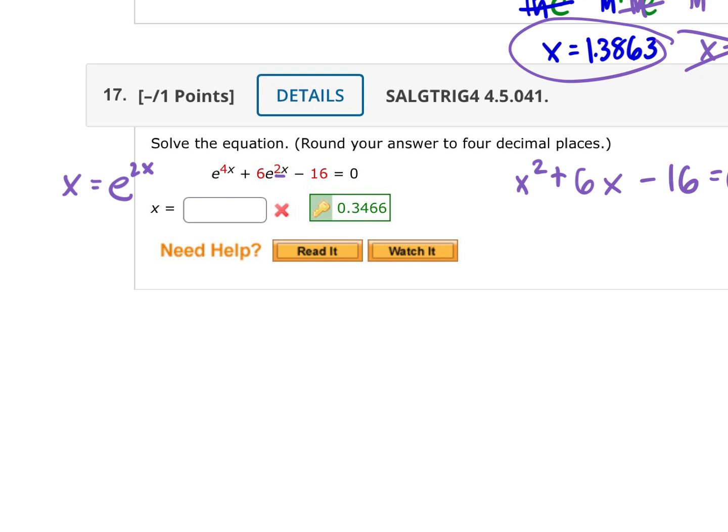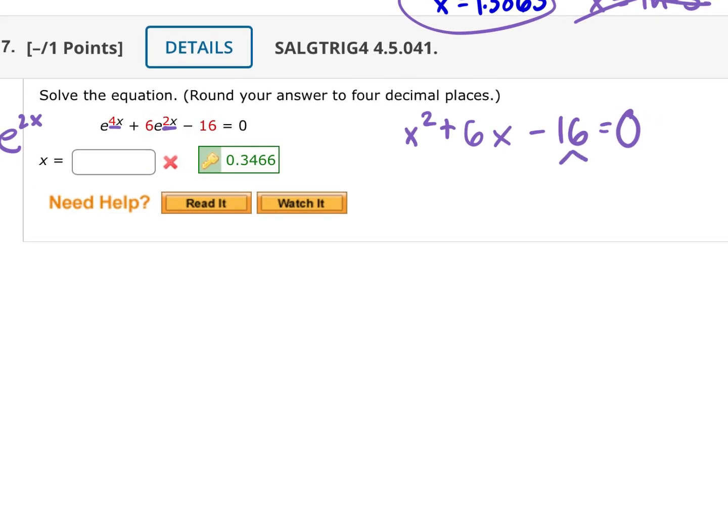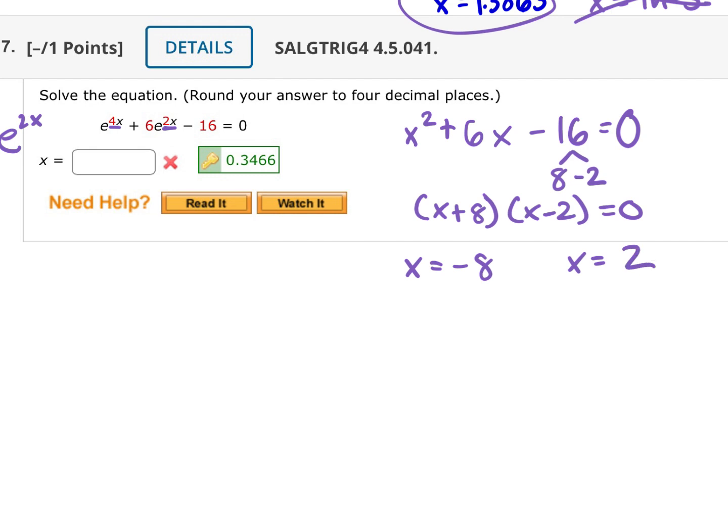So it's just a basic factoring one, but instead of changing it to be e to the power of x when we're done, I'm going to change it to be e to the power of 2x, because we started with the exponent of 4x and 2x. So let's factor it. What are two factors of negative 16 that add to 6? 8 and negative 2. So x plus 8 and x minus 2 equals 0. So x is equal to negative 8 and x is equal to 2.